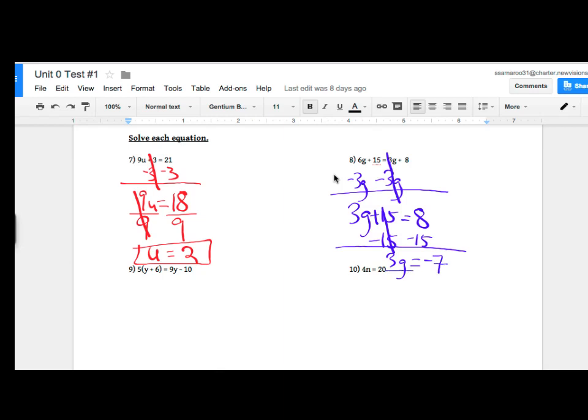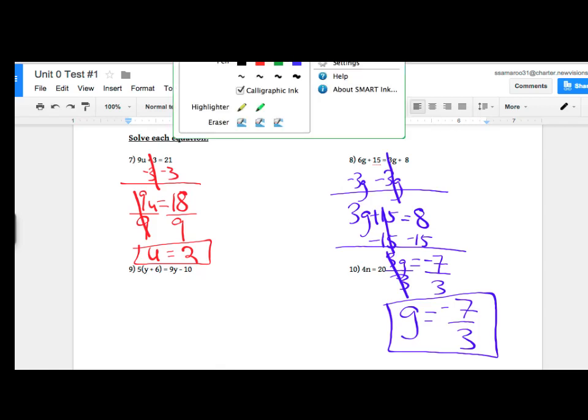Again, the inverse is division. My 3's cancel out. Rewrite it again so it's more clear. G is going to be equal to negative 7 over 3, and I want to leave that as a fraction. What if I put it as a decimal, Miss Ewan? Does it matter? It doesn't matter, as long as that would be equivalent or equal to negative 7 over 3. Okay, perfect. So let's move ahead, guys.